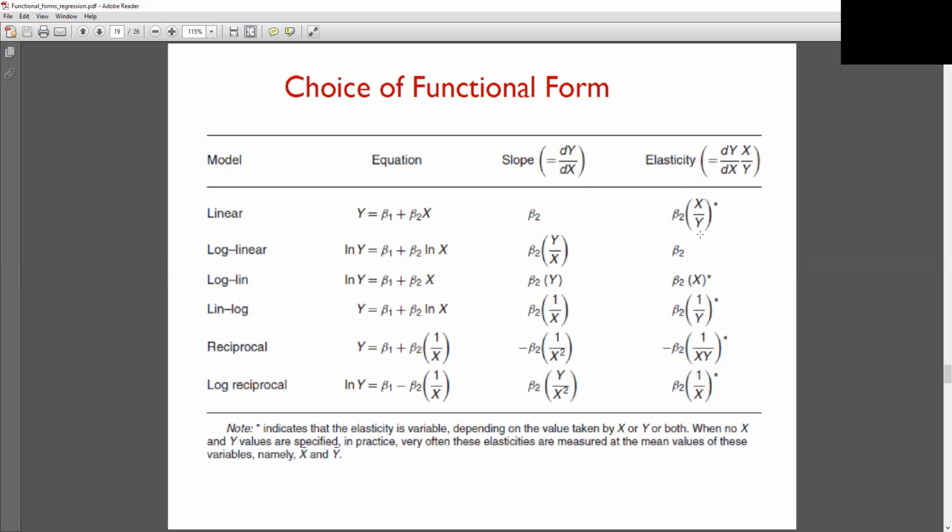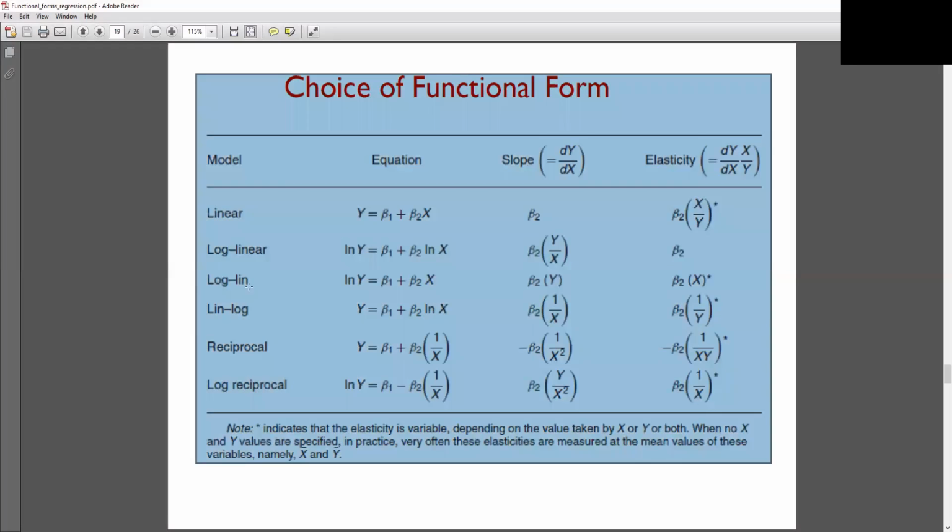If you want to find the elasticity of the entire function, you can take the mean of x and the mean of y. So simply the expected value or mean of x and mean of y, with the value of slope, will give elasticity. In the case of log linear, you can find slope by beta 2 into y by x. In the case of elasticity, the beta 2 value itself is the elasticity value, right? So this is the constant elasticity model, log linear or double log model, right?